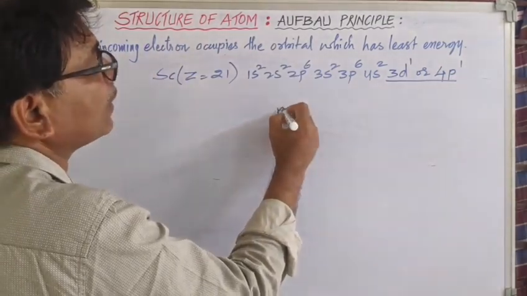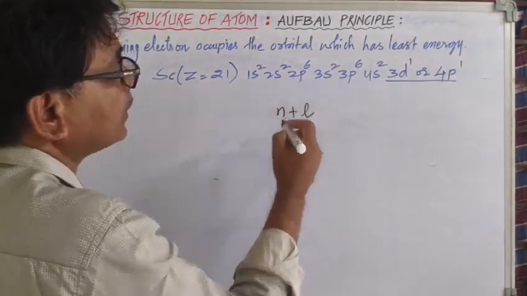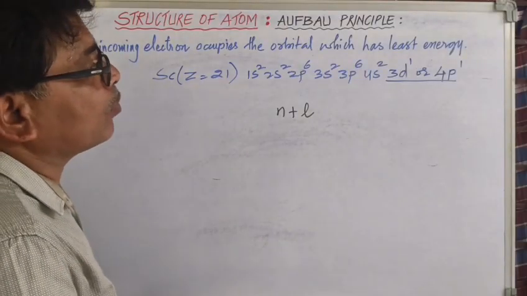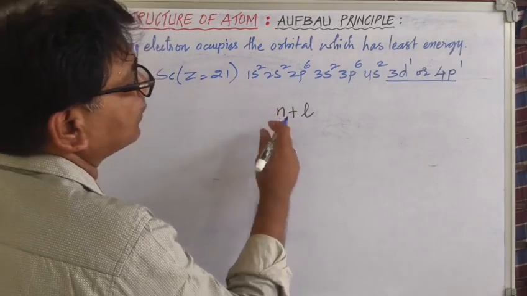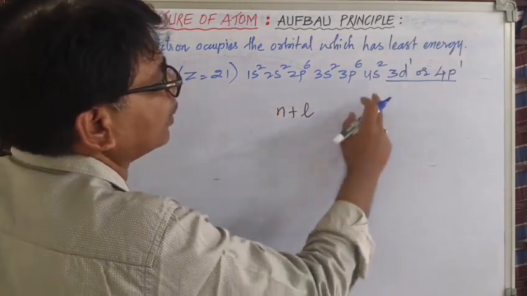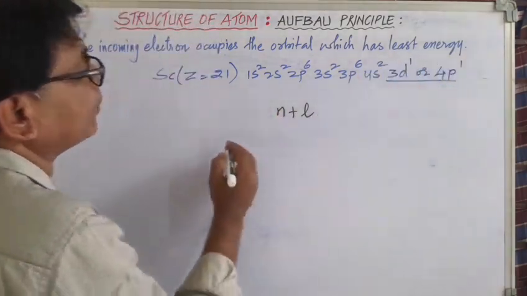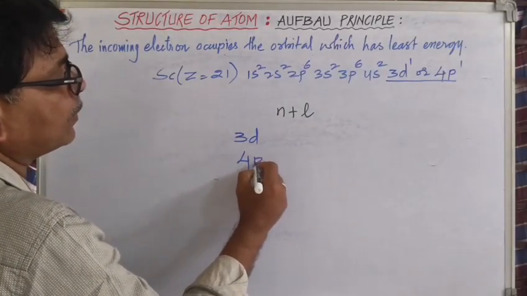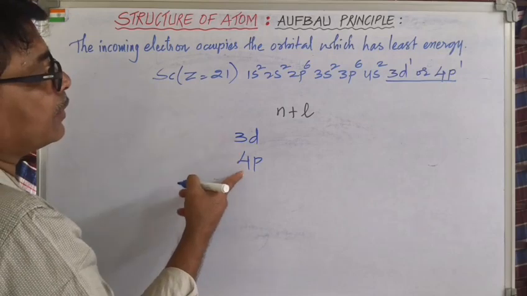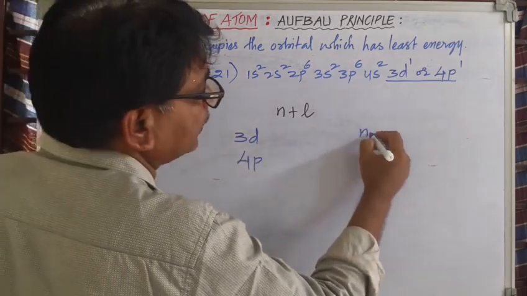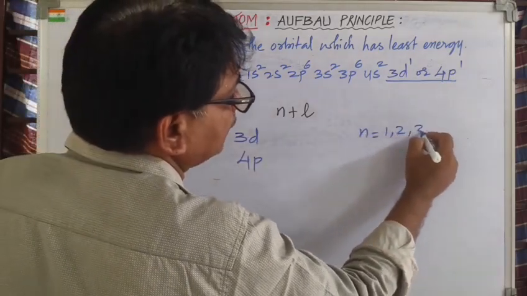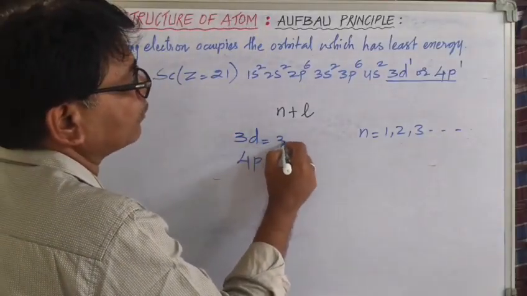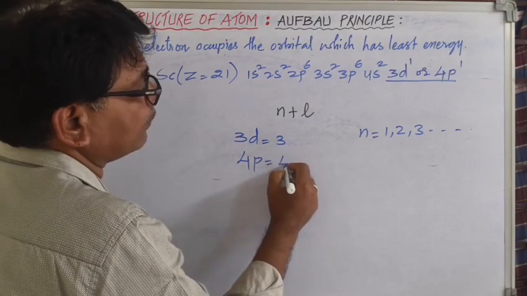So n plus L value. What is n? Principal quantum number. What is L? Azimuthal quantum number. So we are calculating the principal quantum number and azimuthal quantum number for this 3d and 4p. Now what does this 3 indicate? N is equal to 1, 2, 3 and so on. So 3 is nothing but the n value. 4 is also the n value.